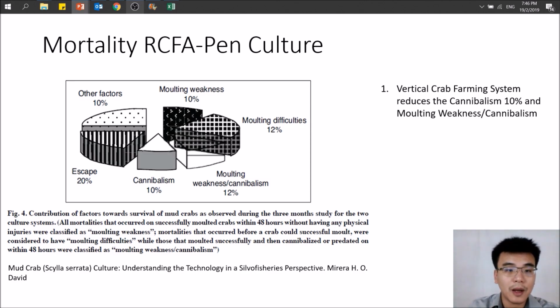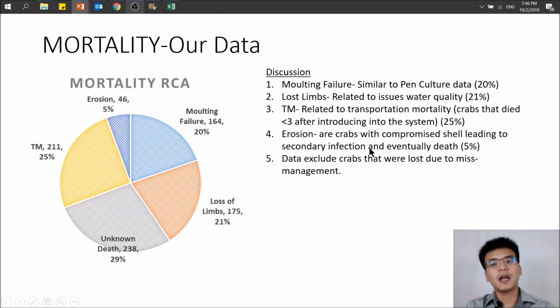What you can also ensure is to reduce the number of escapees that are being farmed, because essentially crabs are very prone to escape from your system, and that is also evident if you are using vertical farming as well. So what is our mortality when you're trying to farm crabs in a vertical farming system?